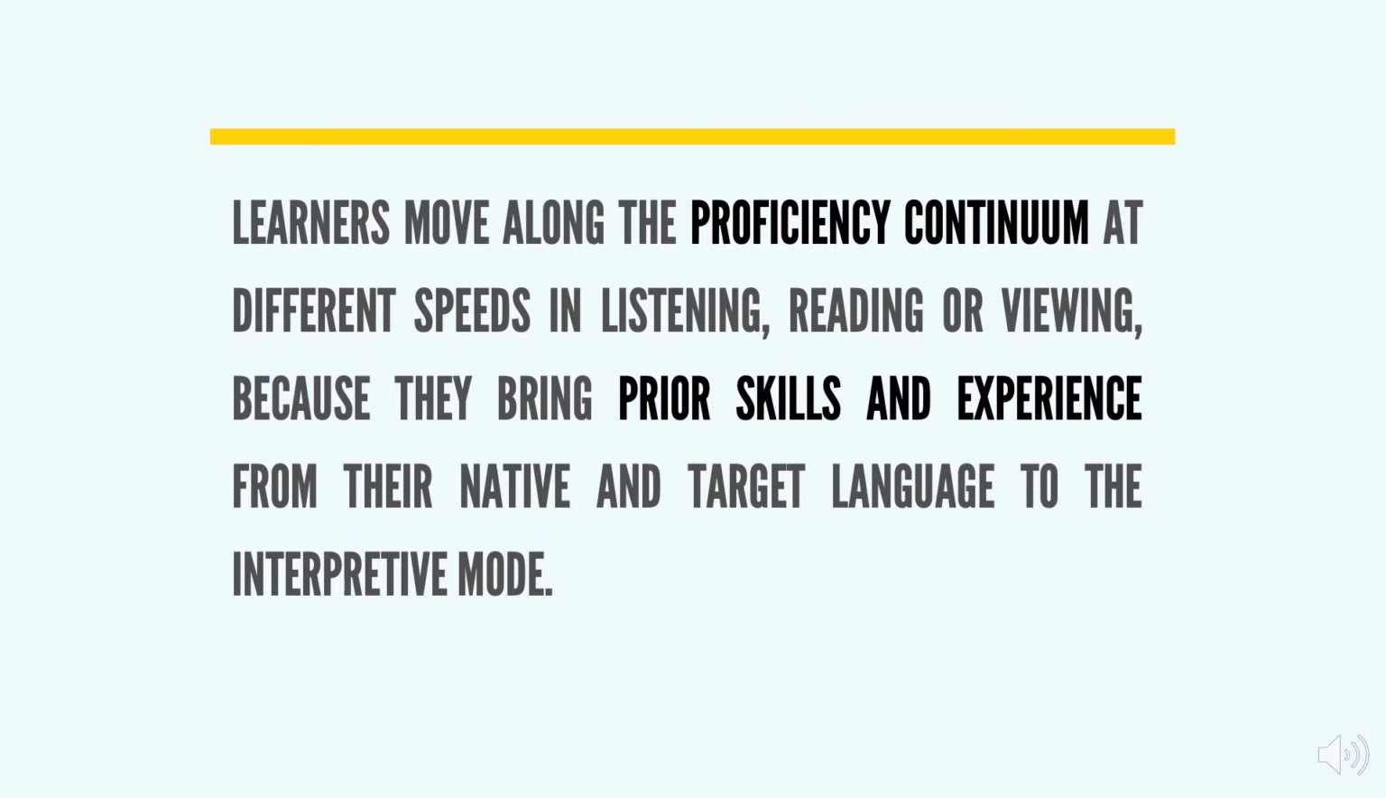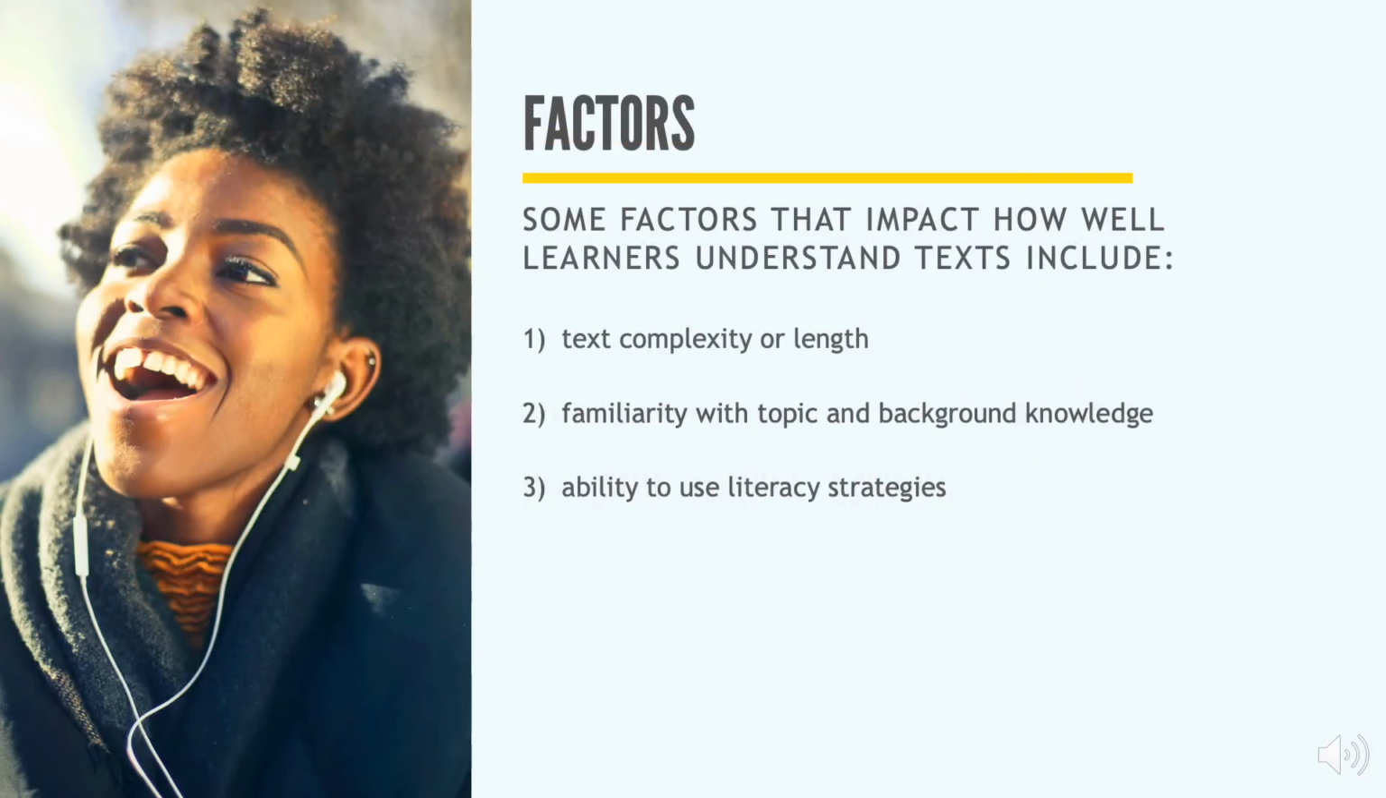According to the actual can-do statements, learners move along the proficiency continuum at different speeds in listening, reading, or viewing because they bring prior skills and experiences from their native and target language to the interpretive mode. Some factors that impact how well learners understand text include text complexity or length, familiarity with topic and background knowledge, or the ability to use literacy strategies.